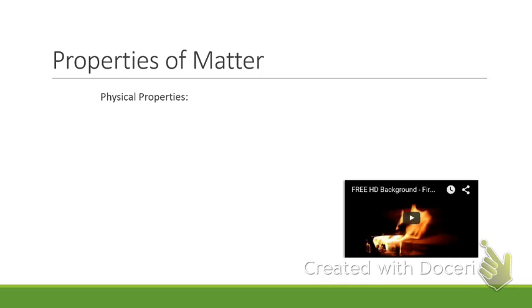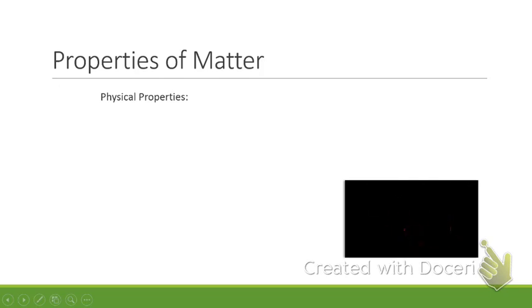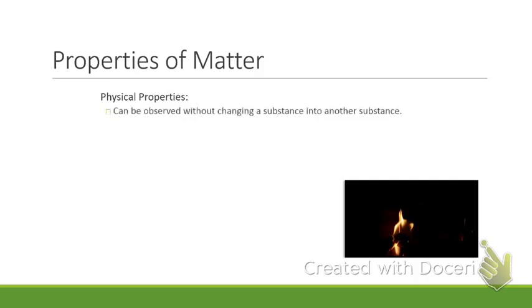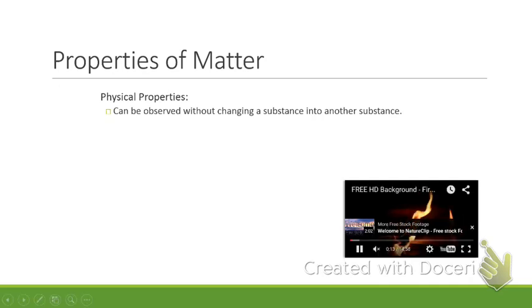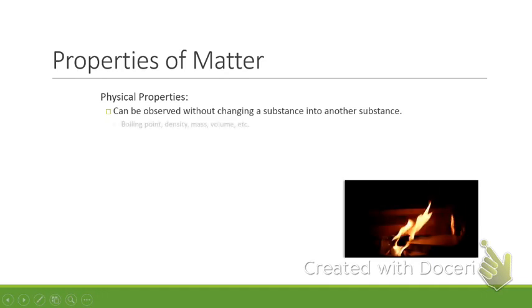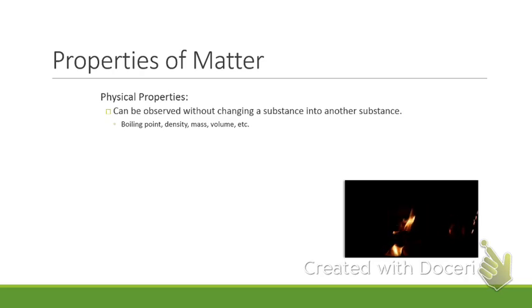First off, we have physical versus chemical properties. So what exactly makes a physical property a physical property, and a chemical property a chemical property? A physical property can be observed without changing a substance into something else. Some physical properties you can have are boiling point, density, and mass. You can take something's mass, see how much it weighs, and you're not changing it to something else. You can take the volume, see how much space it takes up, and it's not changing it.